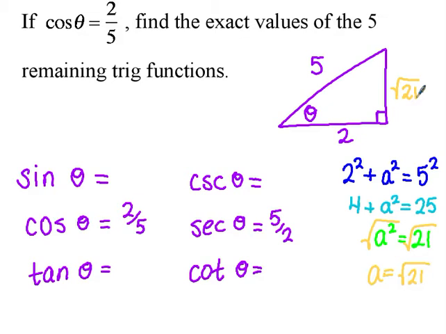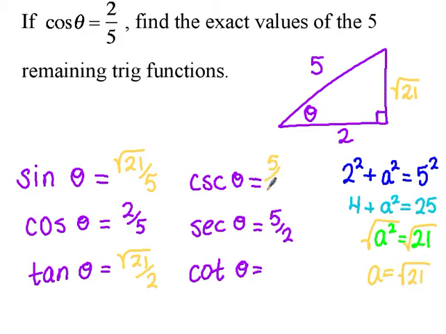So now let's start filling in what we know. What is the sine of theta? Root 21 over 5. Okay? What is the tangent of theta? Root 21 over 2. Cosecant.